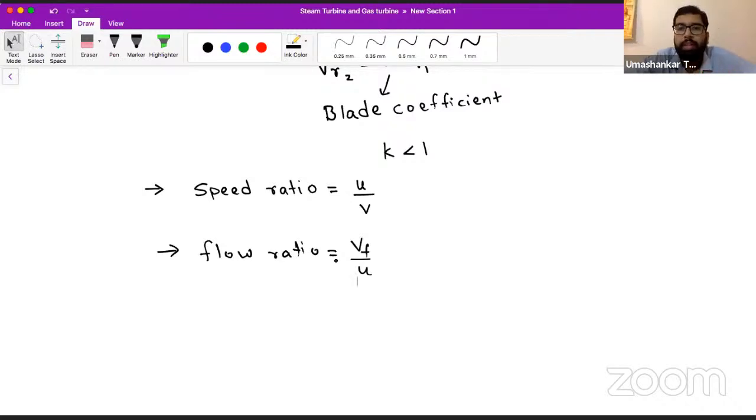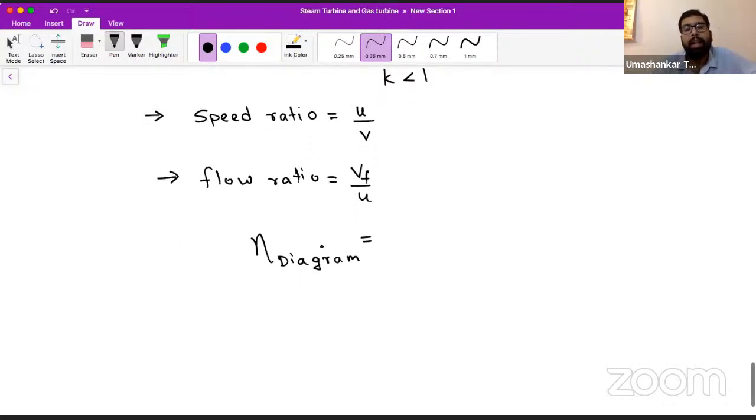These things we generally see in fluid machinery also. Blade coefficient and blade efficiency are different. If we want to find the diagram efficiency, we call it diagram efficiency. So what is efficiency in general? Efficiency in general is output upon input.